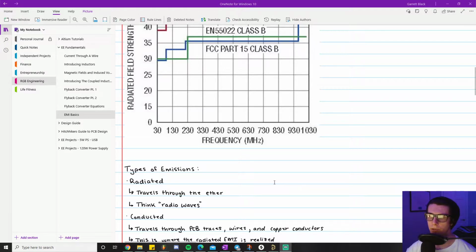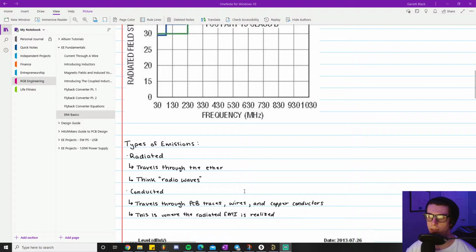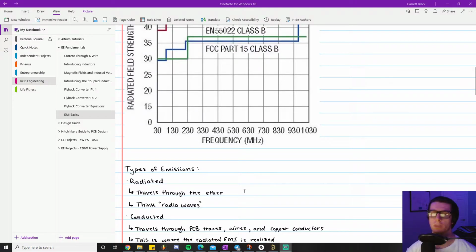The other type of emission that you need to be familiar with is what is known as conducted emissions. Conducted emissions are kind of what I talked about when you had the microphone picking up noise. These are the emissions that make their way actually onto your electronic, like copper traces or wires, or any type of conductive material, and can be measured. Like I said, conducted emissions are measured on any sort of conductive material.